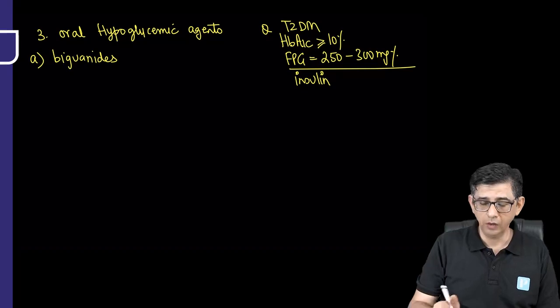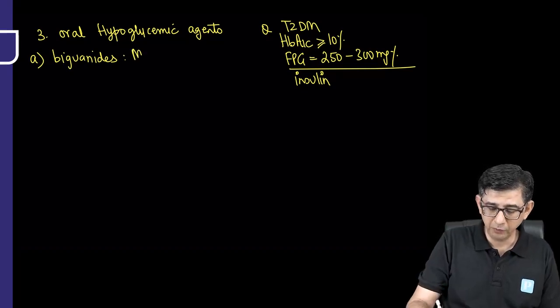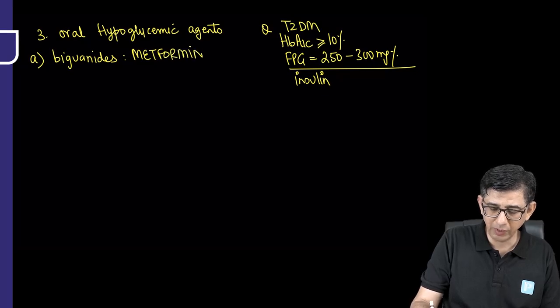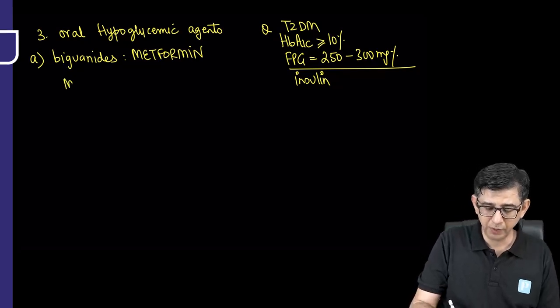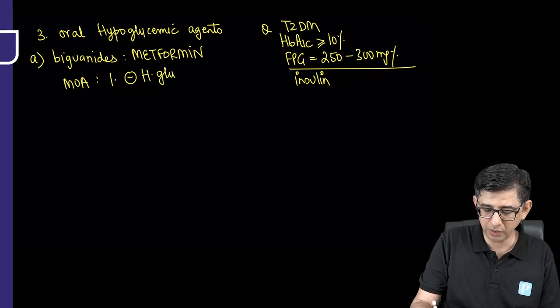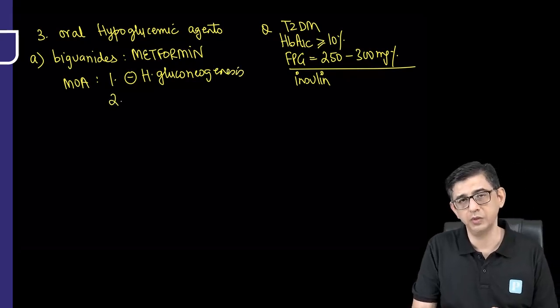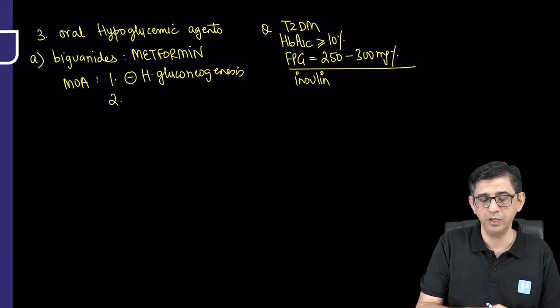Now let us look at how biguanides, that is metformin, work. This is one of the most commonly prescribed drugs, and it does not cause hypoglycemia. Hypoglycemia is mainly seen with sulfonylureas. As far as metformin is concerned, there are two main mechanisms of action. The first is that it inhibits hepatic gluconeogenesis, because our liver will keep on producing sugar on a regular basis from various substances. So the brakes would be put on hepatic gluconeogenesis.